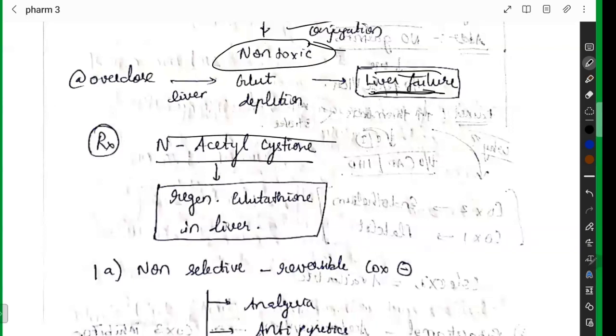So what happens is this helps in the regeneration of glutathione in the liver. Very clear, right? Hope you all know what paracetamol is going to be doing.